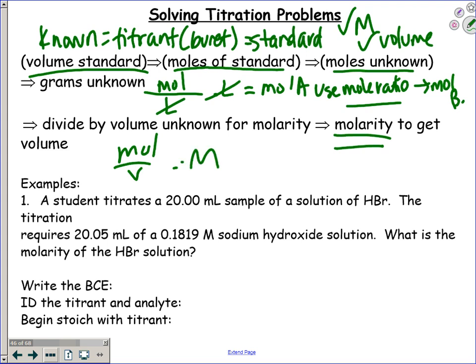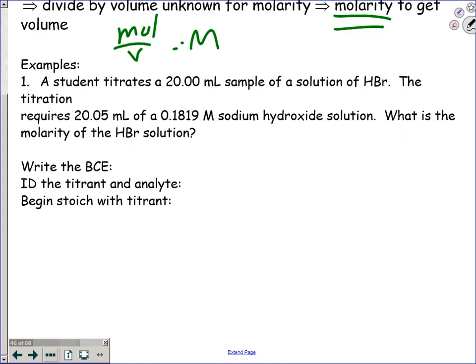So I'm going to give you an example first. A student titrates 20 milliliters of a solution of hydrobromic acid. The titration requires 20.05 milliliters of a 0.1819 molar sodium hydroxide solution. What is the molarity of the HBr? So here's your thought process. You should always start the same way. Write the BCE. Go ahead and do that first. Okay, so write your BCE from this given.